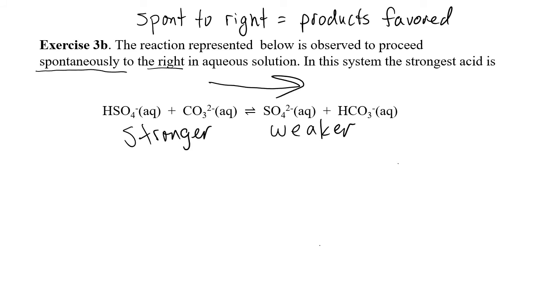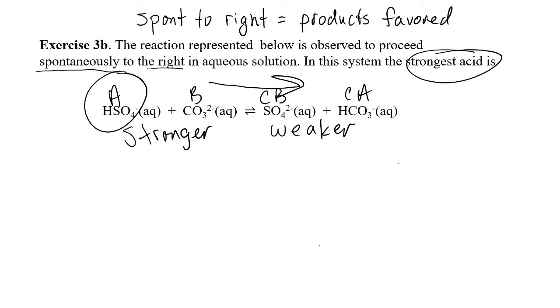So let's identify the acids and bases, and we'll be done with this problem. So HSO4 minus, that's your acid. CO3 minus was the base. SO4 minus was your conjugate base. And HCO3 minus is your conjugate acid. We want to know what the strongest acid is. We know the strong side is the left side, reactant side. HSO4 minus happens to be the acid on the left, so we've answered the question.